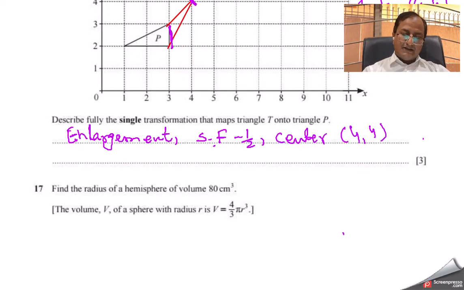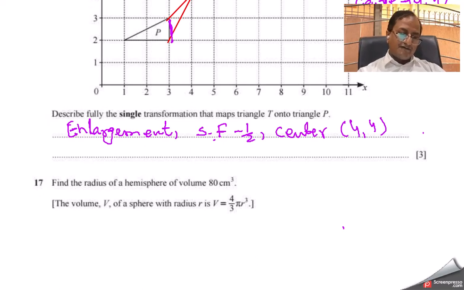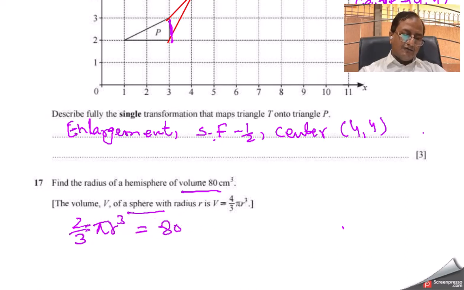Now, after that we have another question: find the radius of a hemisphere of volume 80 centimeter cube. The volume of a sphere is 4/3 pi r cube, so half of the volume of the sphere is 2/3 pi r cube, equals 80. Now we solve: pi r cube equals, taking the reciprocal, 3/2 times 80, and after that pi r cube equals 120.